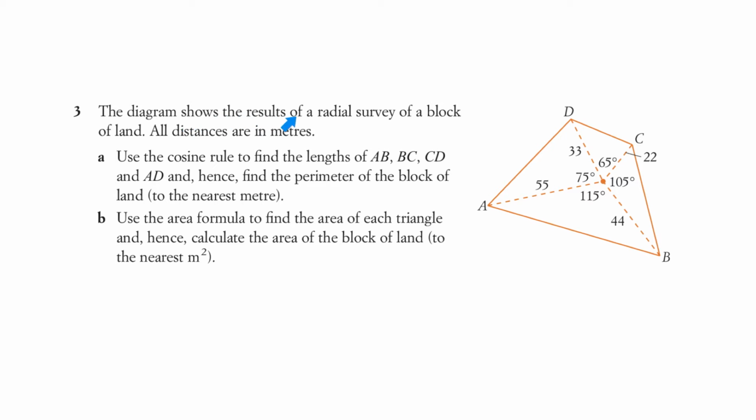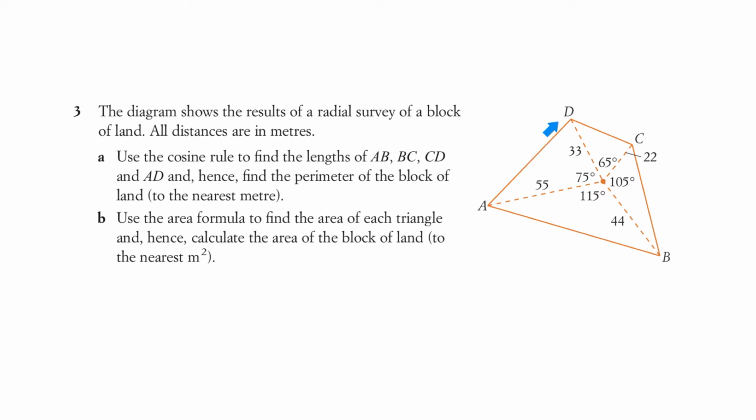Question 3. The diagram shows the results of a radial survey of a block of land. All distances are in meters. A. Use the cosine rule to find the lengths AB, BC, CD, and AD, and hence find the perimeter of the block of land to the nearest meter. Okay, we have enough information to do that. We have included angles and we've got the lengths. B. Use the area formula to find the area of each triangle and hence calculate the area of the block of land to the nearest meters squared.